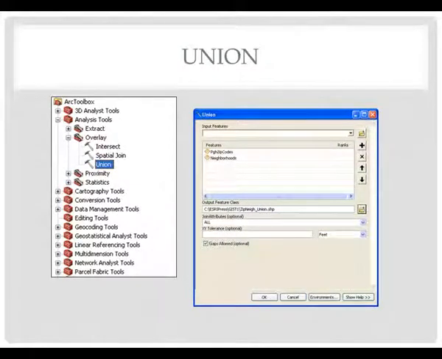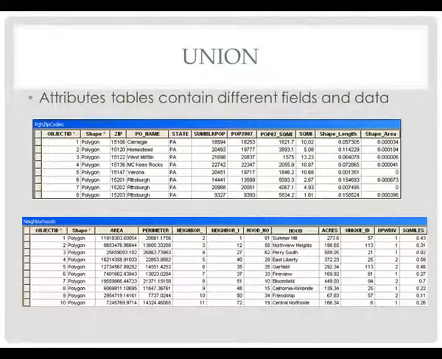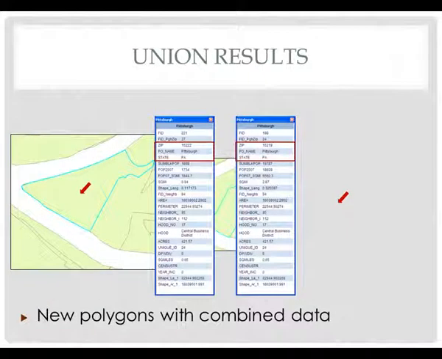So you use Union, which is under Analysis and Overlay. You then have input features, Pittsburgh zip codes and neighborhoods, the output feature class, and you're joining all the attributes. And this better describes the characteristics of a neighborhood in this case. The attribute tables contain different fields and data. The Union results show you new polygons with combined data.